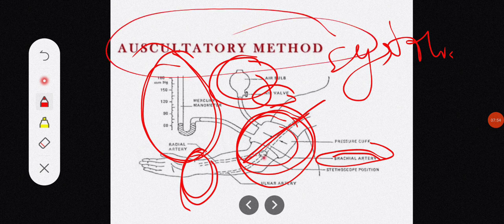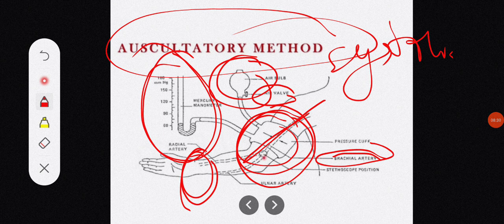The systolic and diastolic pressure can also be identified by identifying the flow of blood in the artery by feeling the pulse of the patient downstream from the cuff. So this method is called palpatory method. So what happens in palpatory method? In palpatory method, the systolic and diastolic pressure is obtained by identifying the flow of blood in the artery. How? That is by feeling the pulse of the patient downstream from the cuff. So that is the palpatory method.